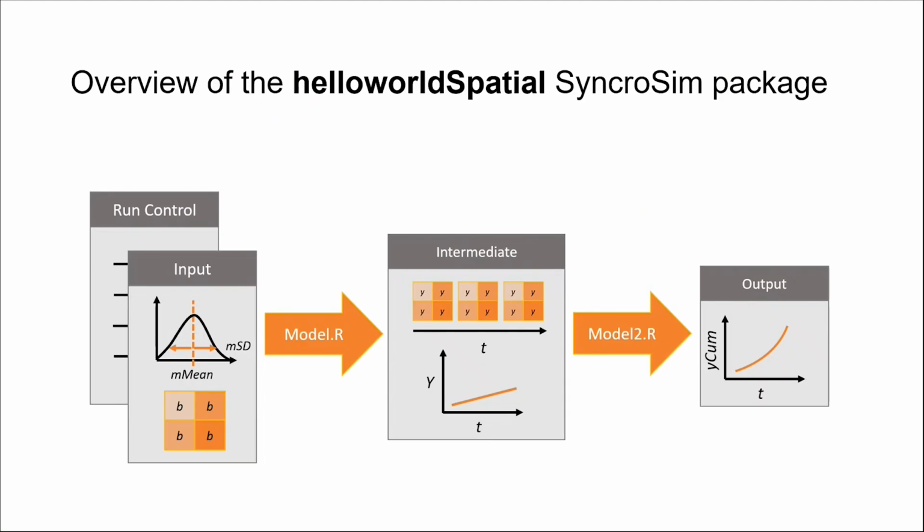In this video, I will demonstrate the Package Designer with a very simple demonstration package called Hello World Spatial, taken directly from our SyncroSim online documentation. The Hello World Spatial package follows this general structure. There are two model scripts, model.r and model2.r. There are two inputs into the first model, the run control table and the input table. These inputs go into the first model, which then produces the intermediate values. These intermediate values then go into the second model, which produces the final output values.